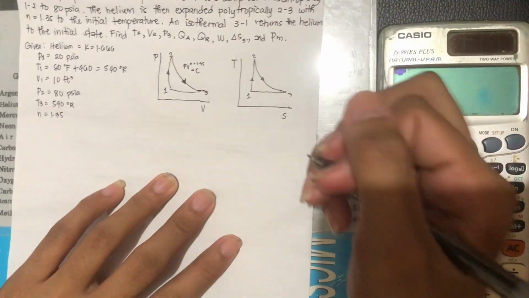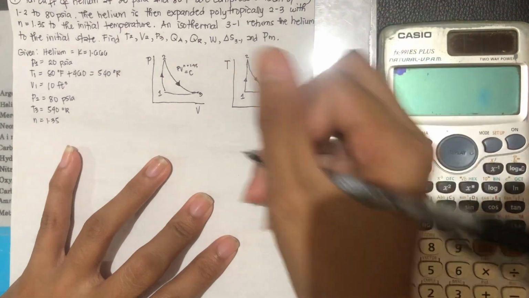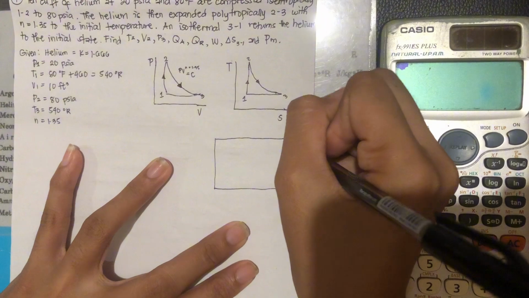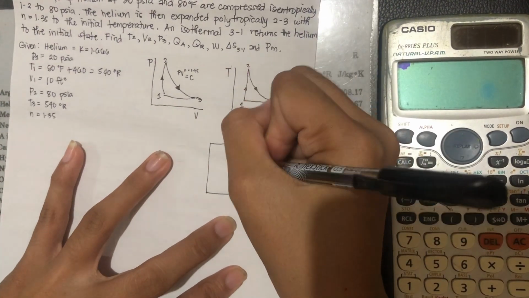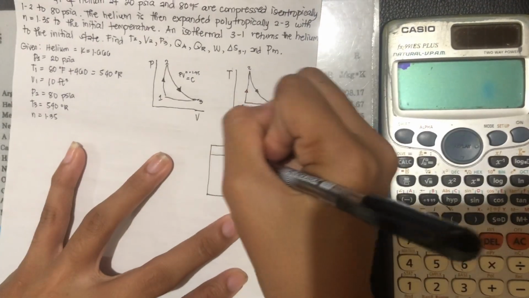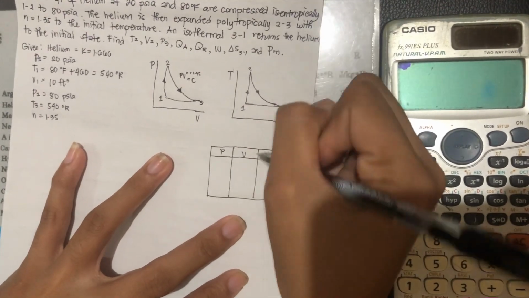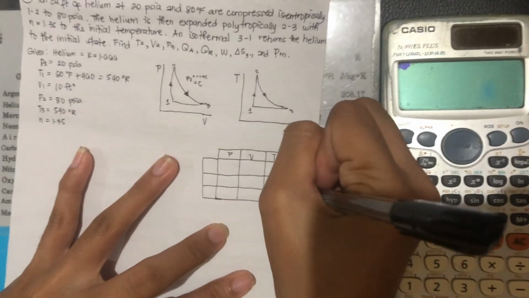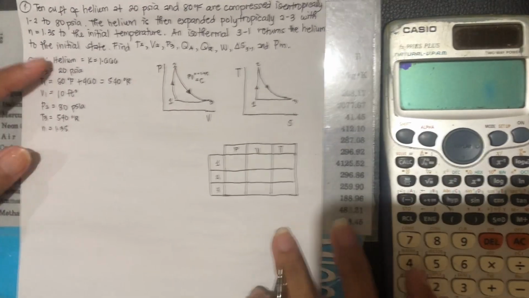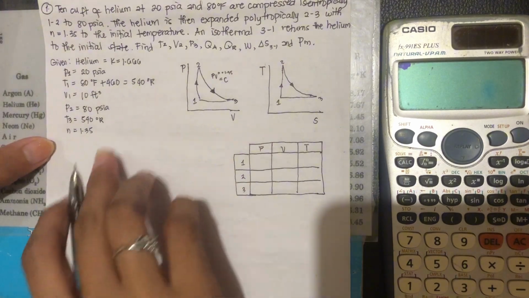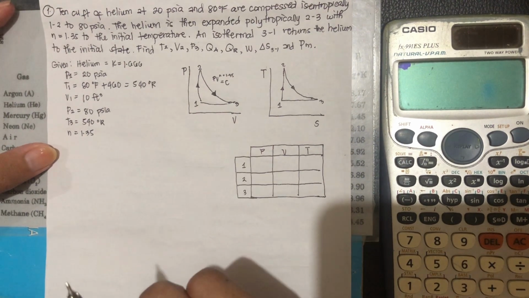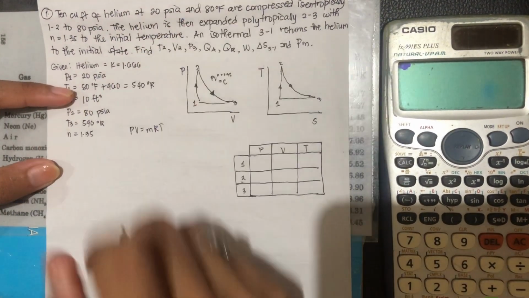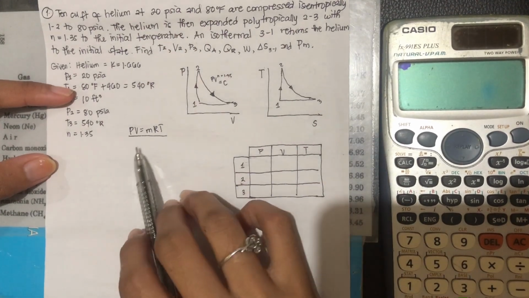So let's solve. To make it easier, we can use this technique: a table of pressure, volume, and temperature for points 1, 2, 3. First we find T2. We can use the formula PV equal to mRT, but first we need to get the mass.